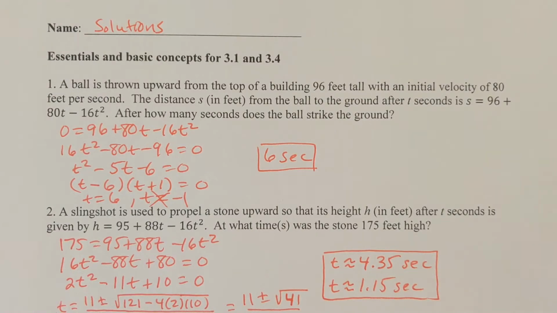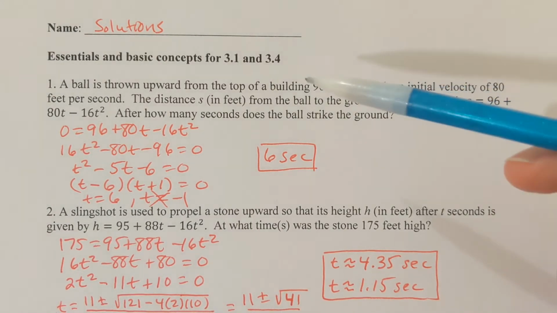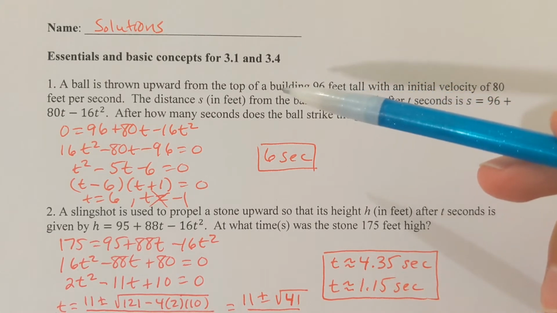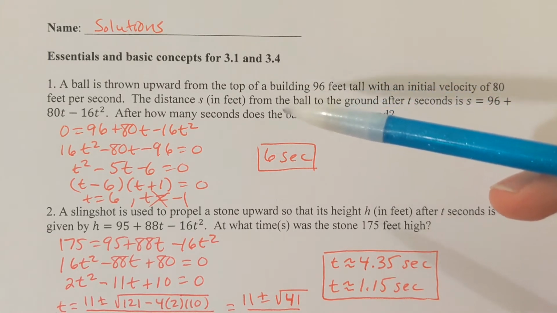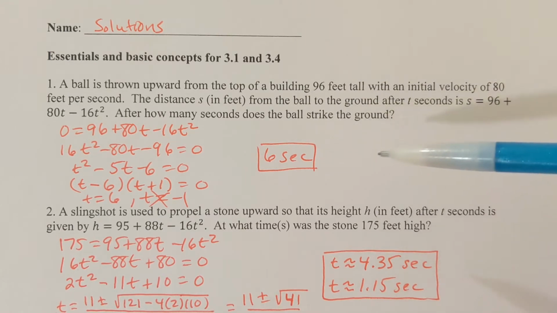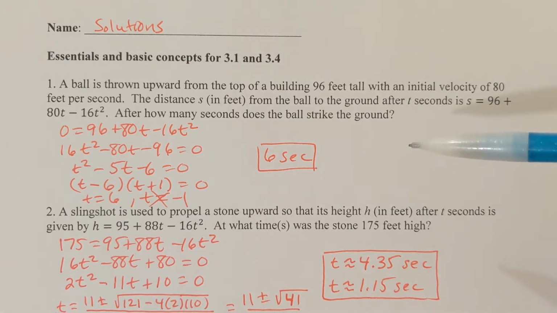Okay, we're going to look at essentials and basic concepts for sections 3.1 and 3.4. Most of this is going to be 3.1. So problem one: a ball is thrown upward from the top of a building 96 feet tall with an initial velocity of 80 feet per second.